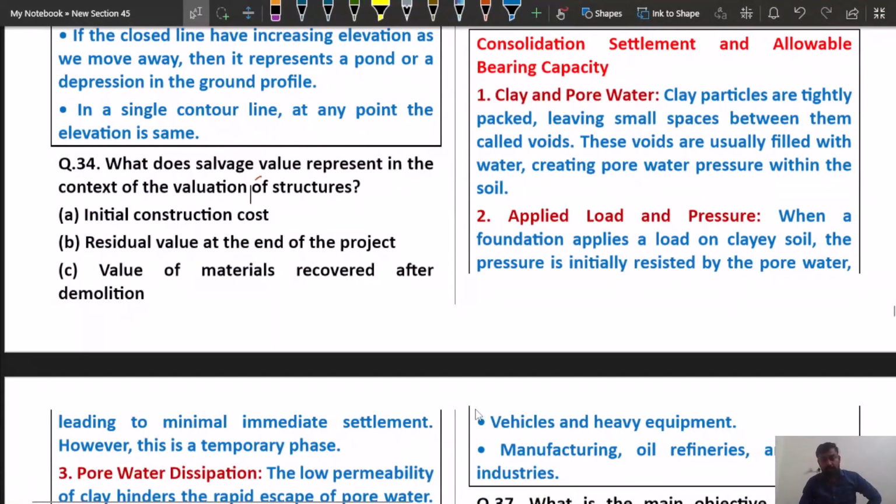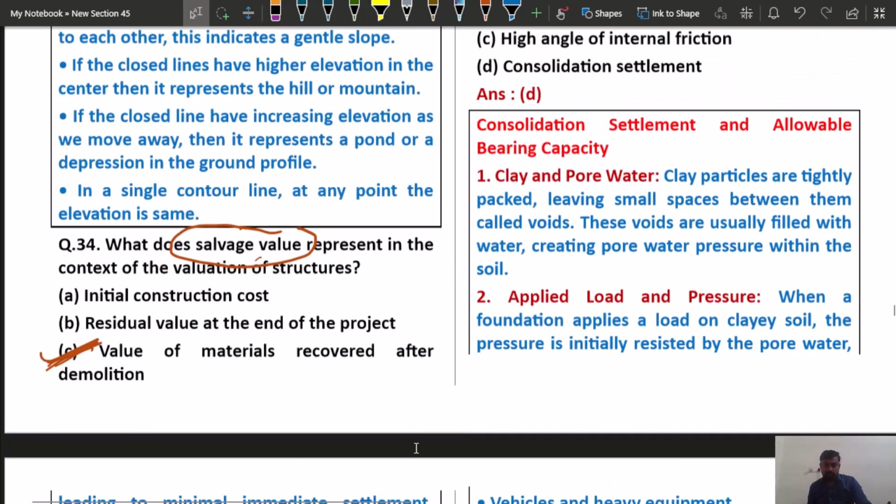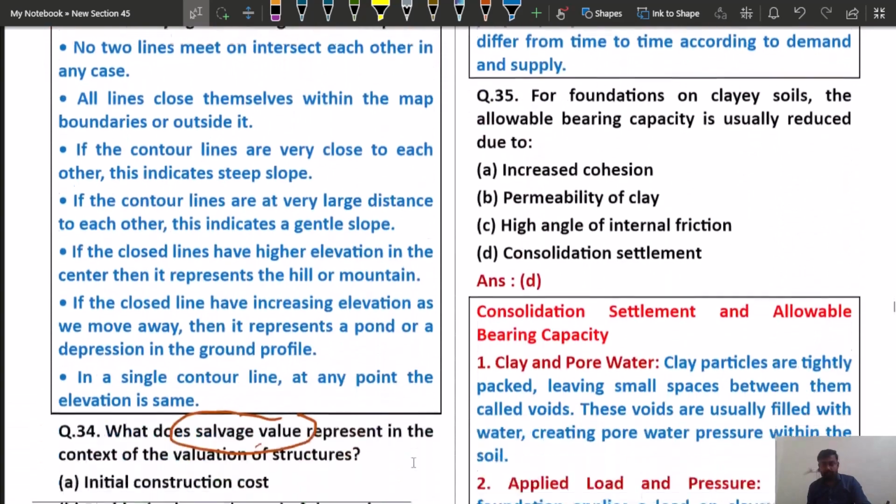What does salvage value represent in the context of the valuation of a structure? In the valuation of a structure, salvage value is the value of the material recovered after the demolition of the structure. Initial construction, no. Value of material recovered after the demolition. So option C is correct for this question. Now proceed to the next question.